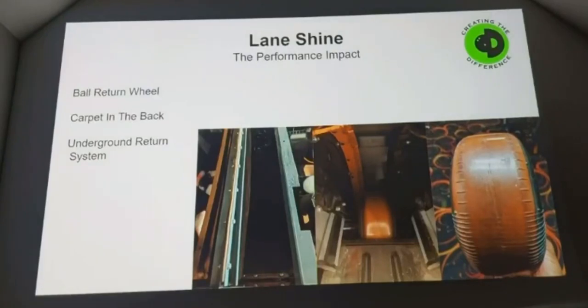Now, here's what's causing that. Everybody assumes that it's the lane. Like I said, it's not though. If you look at the wheel to the right, you can see that it looks fairly shiny. That actually looks just about the shininess of your bowling ball. And then the carpet does it. The ball return system does it. All of the components that get your bowling ball back to you, that's what creates lane shine.